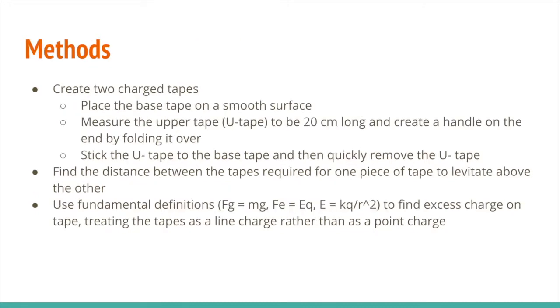In order to complete this lab, you must first create two charge tapes in the same way that you did in Lab 1. Place the base tape on a smooth surface, and then measure the upper tape, or U-tape, to be 20 centimeters long and create a handle on the end by folding it over. Then stick this U-tape to the base tape and quickly remove the U-tape, and you will have a charged U-tape. Repeat this process so that you have two charged tapes.